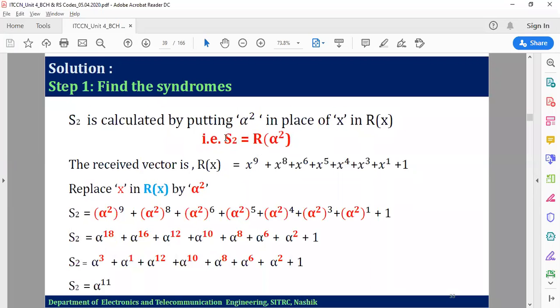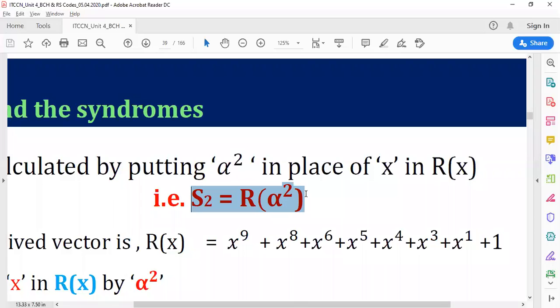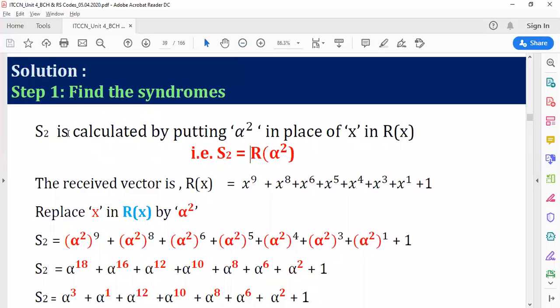So what is S2? I hope you remember this step. It is nothing but R of alpha square. Now, what is the meaning of this? You can calculate S2 by replacing x in R of x by alpha square. Understood? So remember, you have to replace every x in your R of x by alpha square.